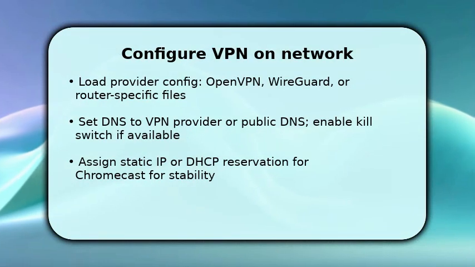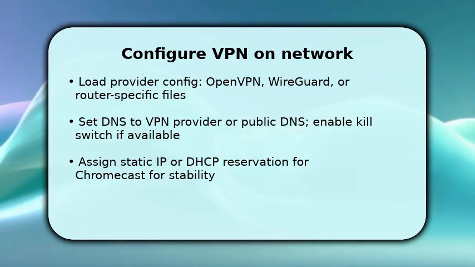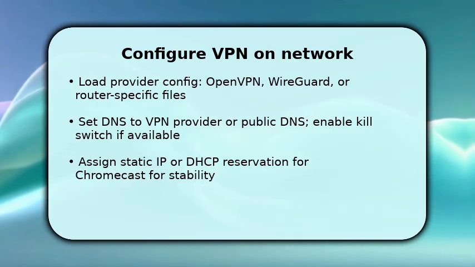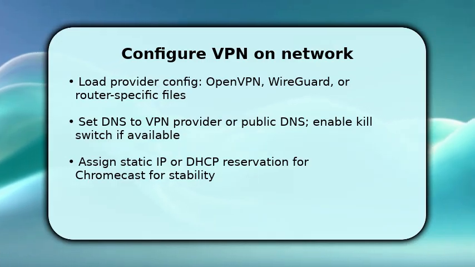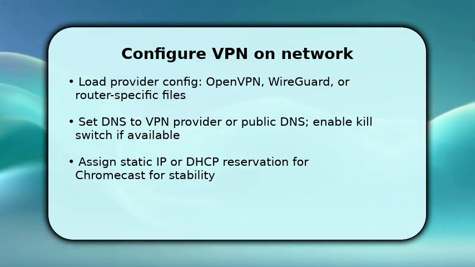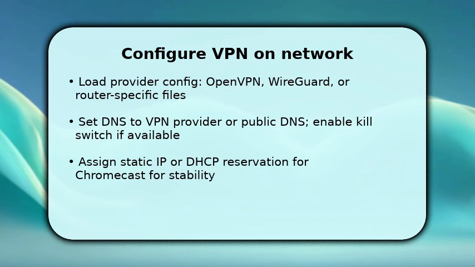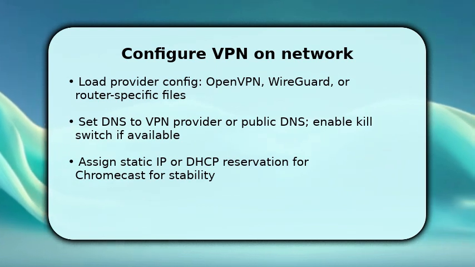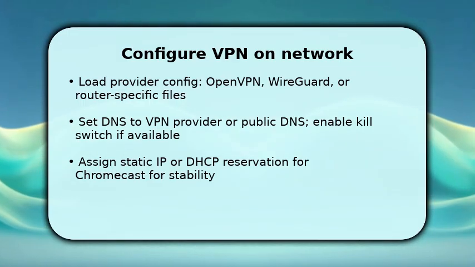You'll now configure the VPN on the network path Chromecast uses. If your router supports OpenVPN or WireGuard, upload the provider config and enter credentials. If not, set up a secondary VPN router and connect the primary router WAN to it. Change DNS to the VPN provider or a reliable public DNS, and enable a kill switch or firewall rule to prevent leaks. Assign a static IP or DHCP reservation to your Chromecast so its traffic consistently follows the VPN route, which simplifies casting and troubleshooting.